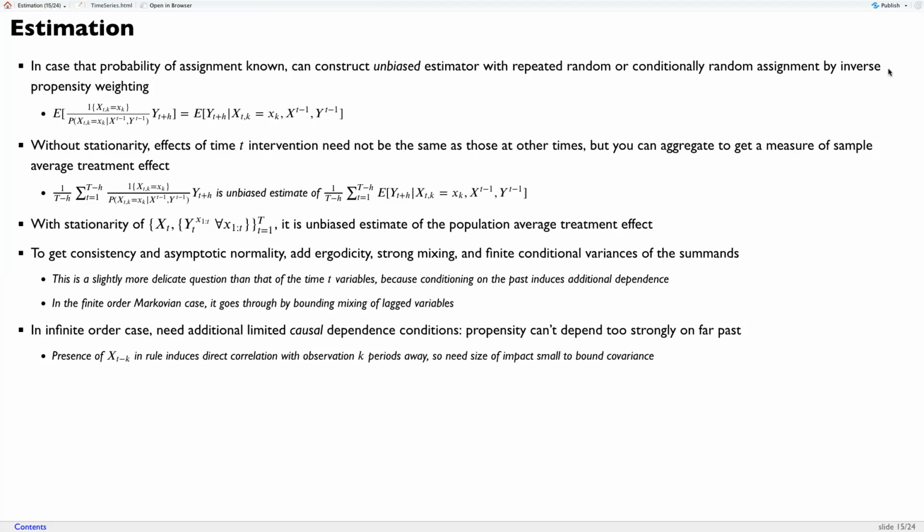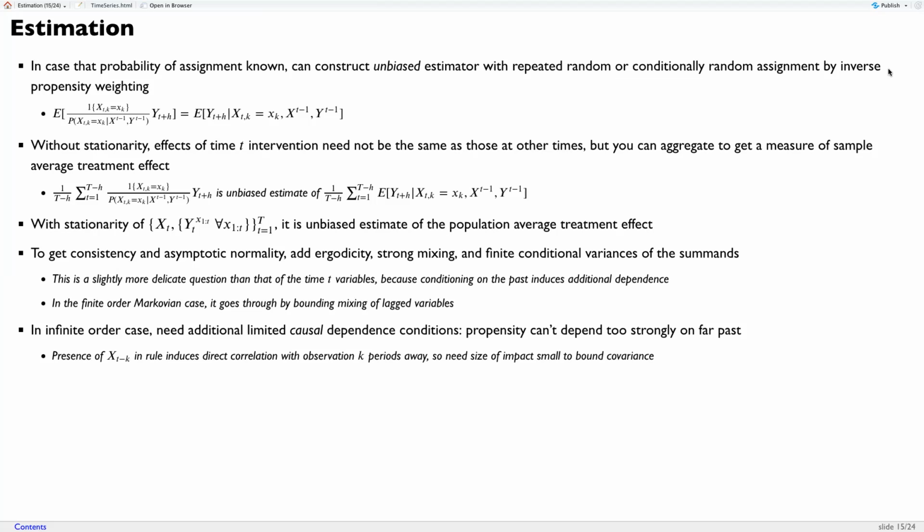Finite and appropriate bounds for the conditional variance on the summands of the variance as well. This is actually slightly more delicate than just assuming that the x's and y's are stationary and mixing, because especially this propensity score may depend on past values, and so this is a function of many time periods, and that potentially needs to be stationary or mixing. In the finite order Markovian case, you can bound the mixing coefficients. If you're 10 periods apart, but you have one lag included in your conditional probability, well, the lags are 9 periods apart, and so you can use the mixing coefficients there.